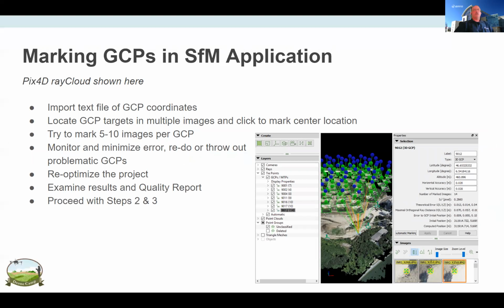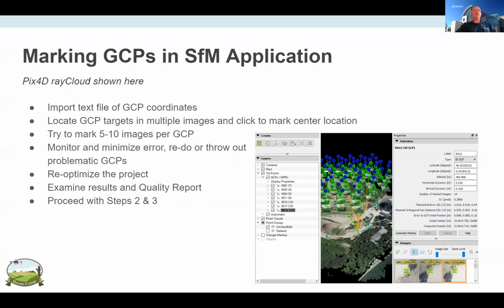So once again, once you've got the project created and the images imported, you're going to import a text file of GCP coordinates. You're going to do initial processing. And then in the Ray cloud, you're going to find those targets in the pictures from your aircraft and mark the exact center of the target in the Ray Cloud editor to tell the software, this pixel is this coordinate that I've already told you for this particular GCP.